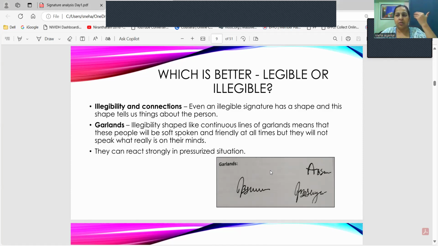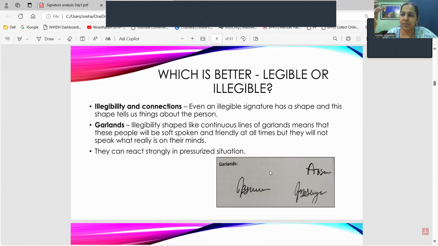The more you dive deep into signatures, you will understand there are a lot of things, and a lot of aspects that we all need to consider before giving the analysis to the client. Till now, whatever I have taught, I hope it is quite clear and understandable. Now, when I'm saying illegibility and connections, it means that you might have seen people either doing it like this, or an ECG kind of thing, or maybe a U kind of thing in the signatures.